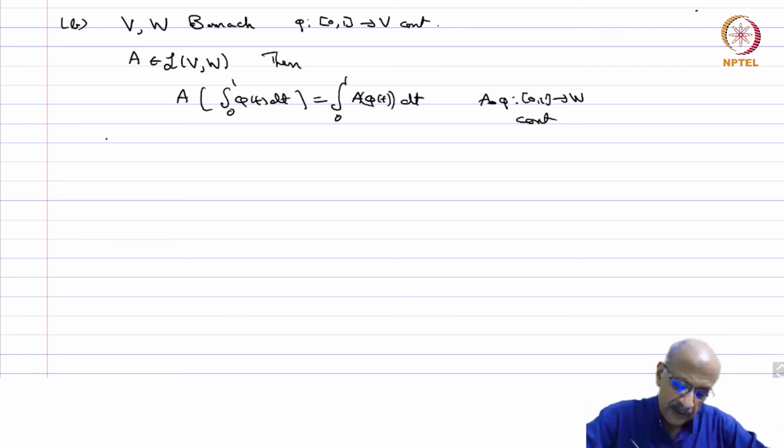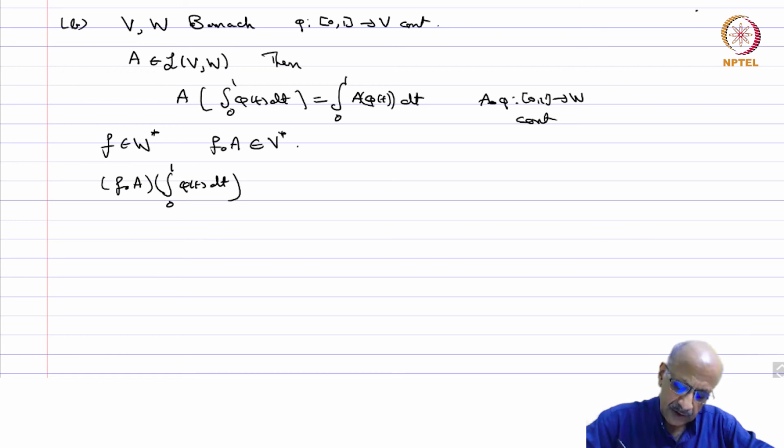Okay, so now let us take any f in W star. Then f composed with A belongs to V star. So, f composed with A of integral 0 to 1 phi t dt, by definition this should be equal to integral 0 to 1 f composed with A phi t dt.